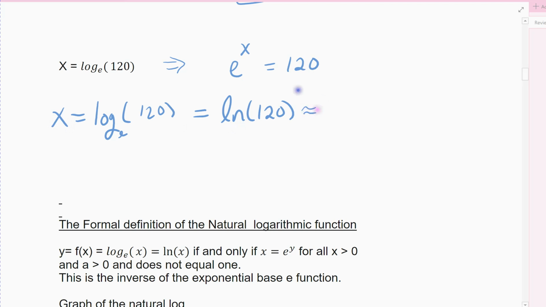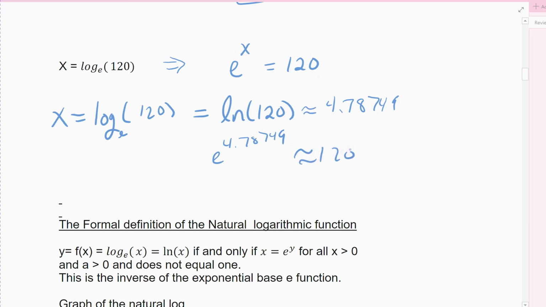It's an ugly number. Because, again, e is an irrational number. It comes out 4.78749. That is the answer. That's the exponent that I have to put on e to get out 120. So e raised to the 4.78749, roughly, comes out 120.